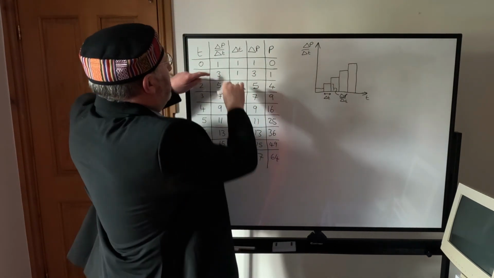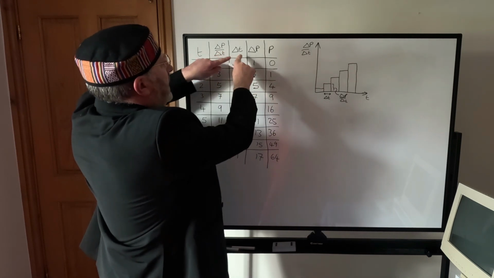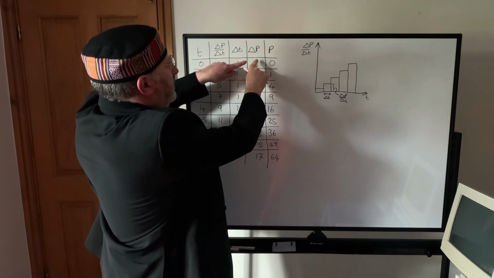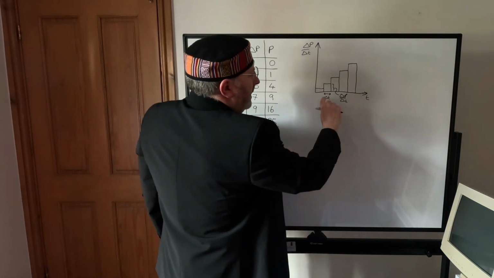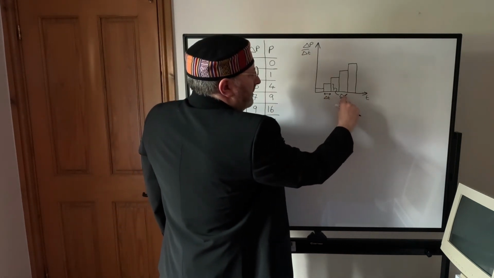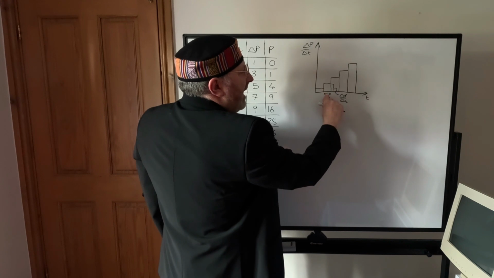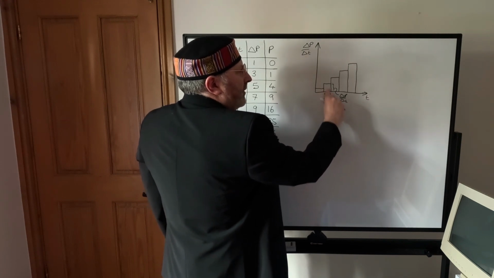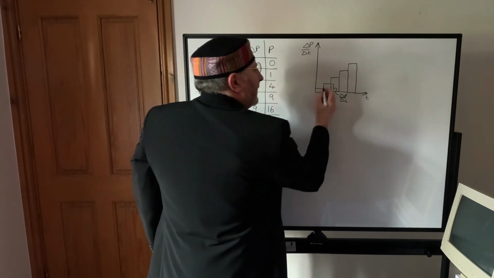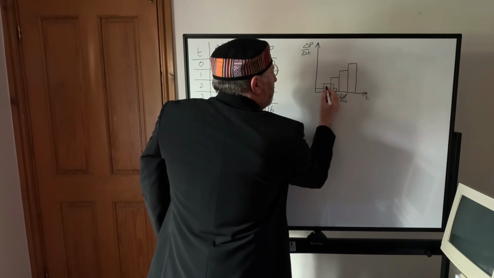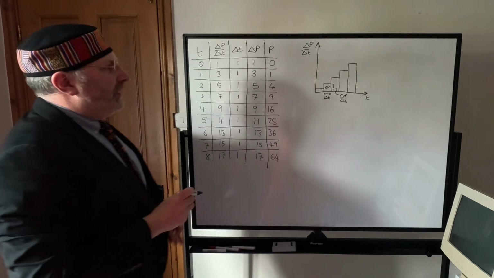So what we're doing here is multiplying the rate of change times the time taken to get delta p. Well, when we multiply delta t times delta p over delta t, we're finding the area of this rectangle because it's the width times the height. That's the formula for a rectangle. So the area of this rectangle corresponds to the increase in population delta p.